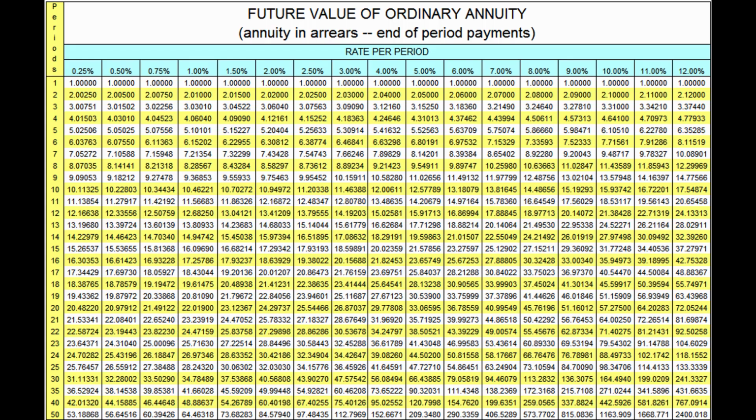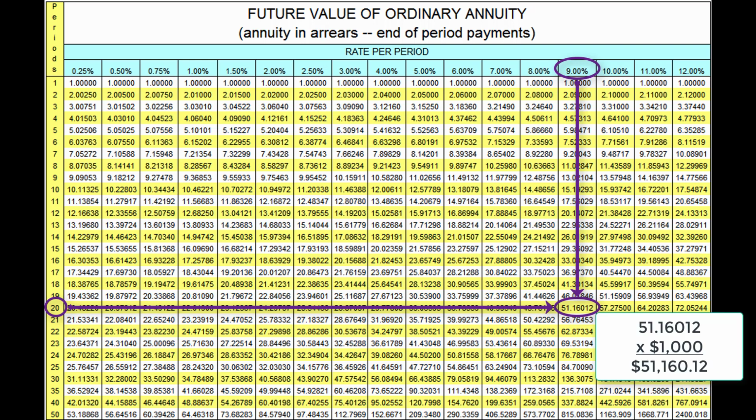$51,160.11. But if we use the future value of annuity table, we would first find the number of payments, which is 20, in the first column. Then we would go to the right until we find the future value factor corresponding to the 9% column, and that would be 51.16012. And then we would just multiply that by $1,000, and that would give us that future value of $51,160.12.